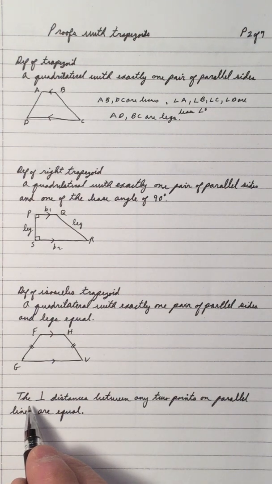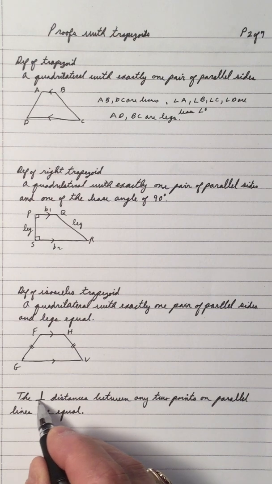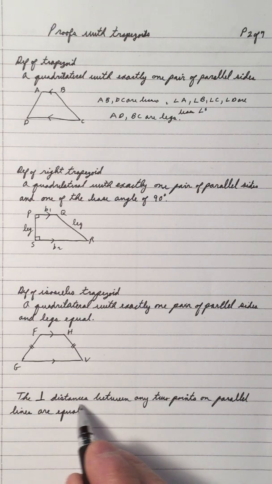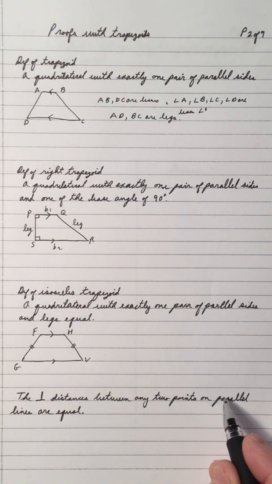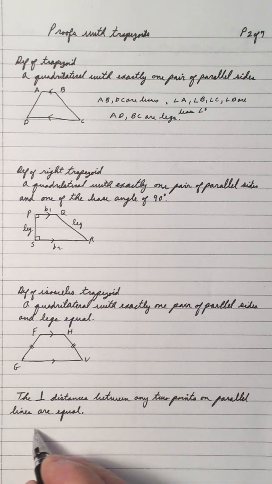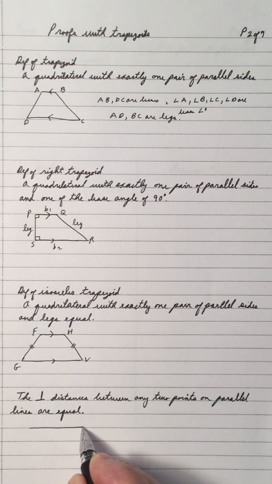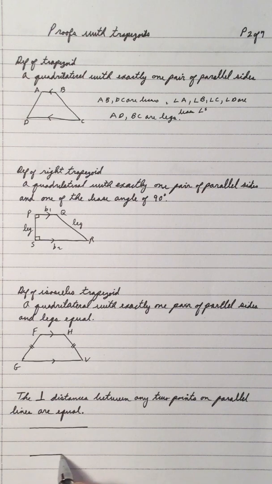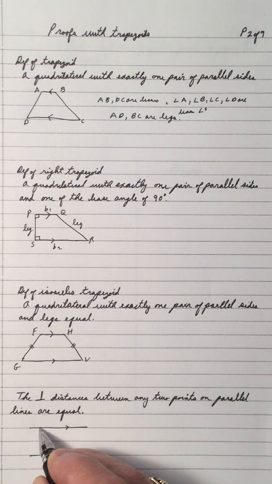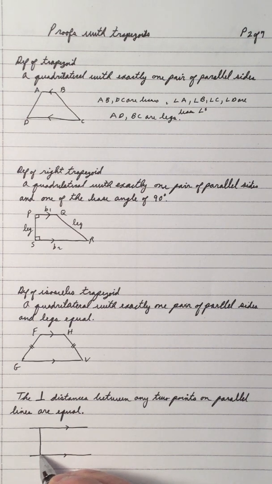And let's look at the perpendicular. This is the perpendicular symbol. The perpendicular distances between any two points on the parallel lines are equal. In other words, if we have two lines and we make the two lines parallel to each other, so if I do a perpendicular distance, so if that's perpendicular, so let's call this A and B.